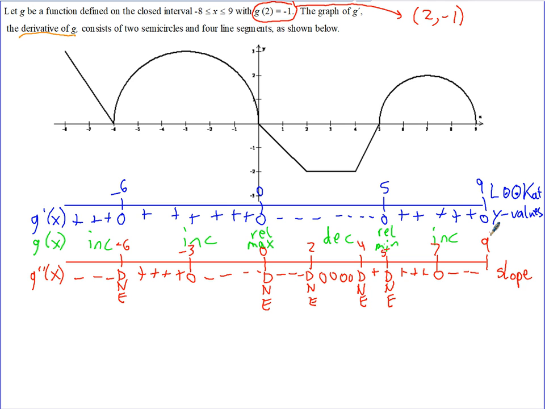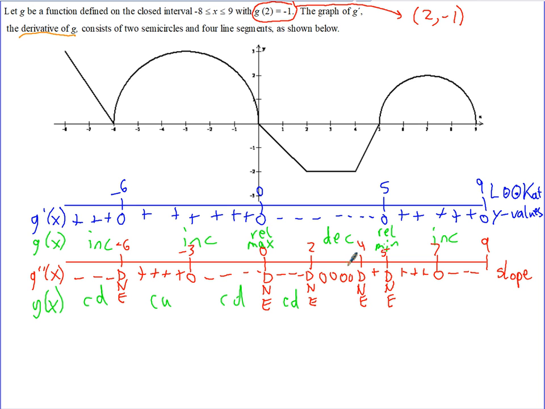All right. So now we're looking for where it has an inflection point. Let's write down what this tells us about g of x. When the second derivative is negative, that means g of x is concave down. Positive, second derivative positive means g of x is concave up. So concave up, concave down, concave down.